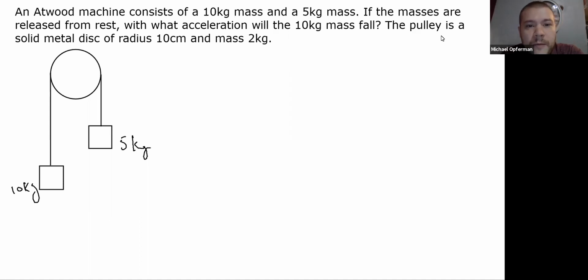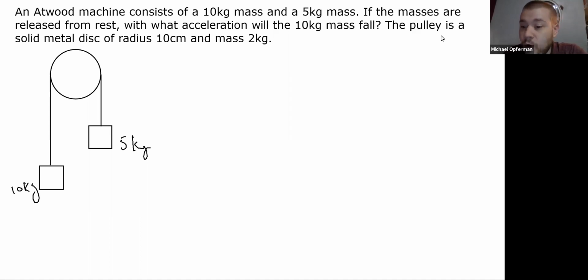the course, which remember is 2 blocks with a rope slung over a pulley. Except in this case, instead of saying that the pulley is massless, the problem says that the pulley is 2 kilograms in mass, and it has to tell us, of course, the size and shape of the pulley. So it's a metal disc of radius 10 centimeters, a solid metal disc. So what is going to be the acceleration of the blocks now?